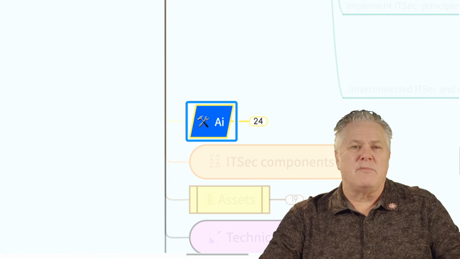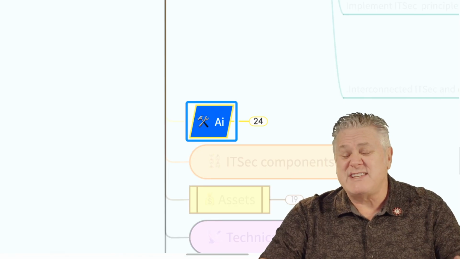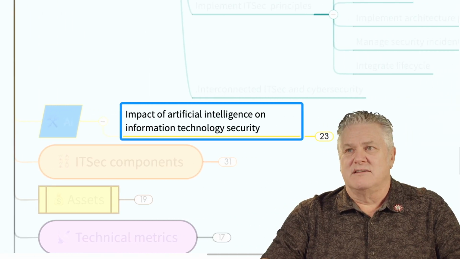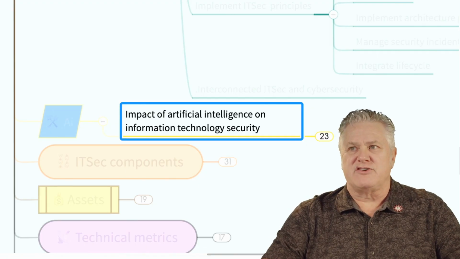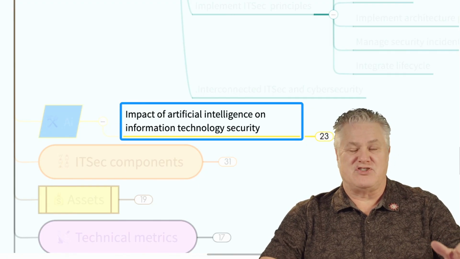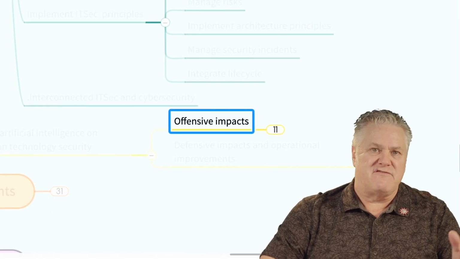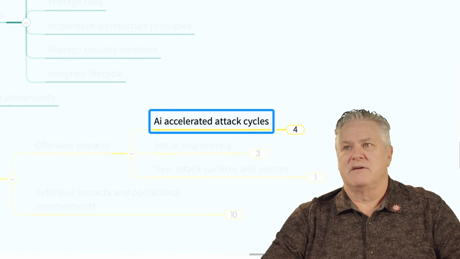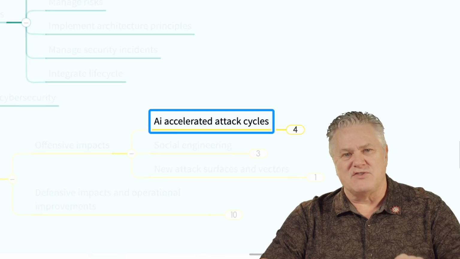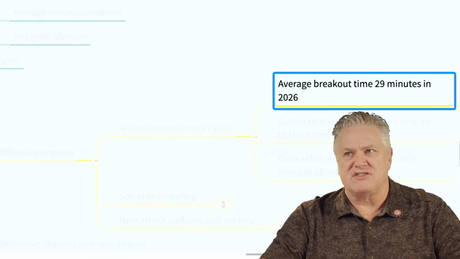Where is information technology? Where is ITSEC in AI? Well, the impact of artificial intelligence on information technology security is monstrous at this point. Let's talk about the offensive impacts for just a moment in time. The attack cycles have been radically reduced because of AI.